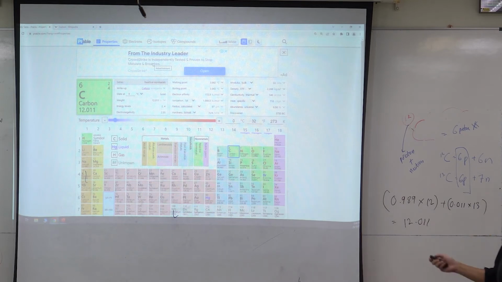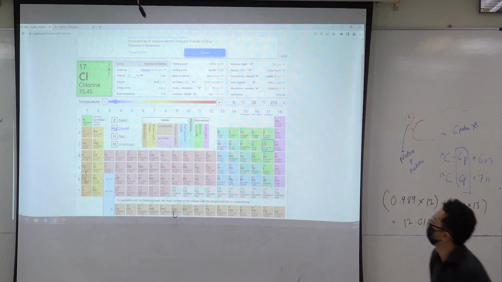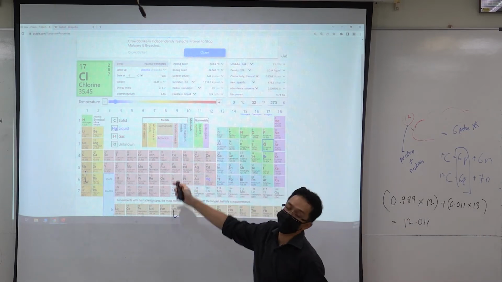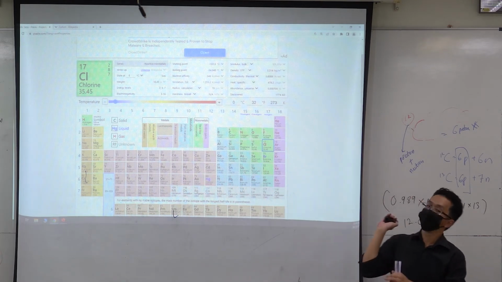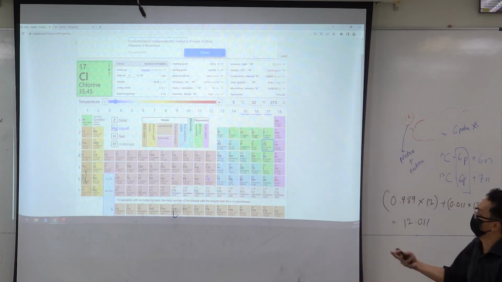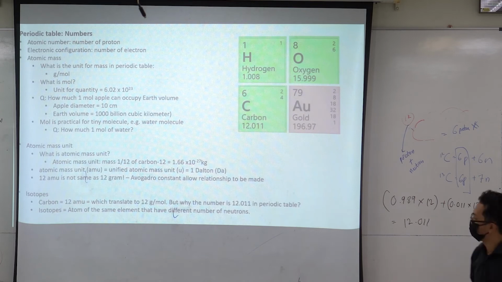Okay. So that's why you see carbon with 12, and then chlorine with 35.45 and so on. You can try at home by going to Wikipedia and calculating like this, the abundancy with the total number of protons and neutrons inside any element. So that's basically the isotope.